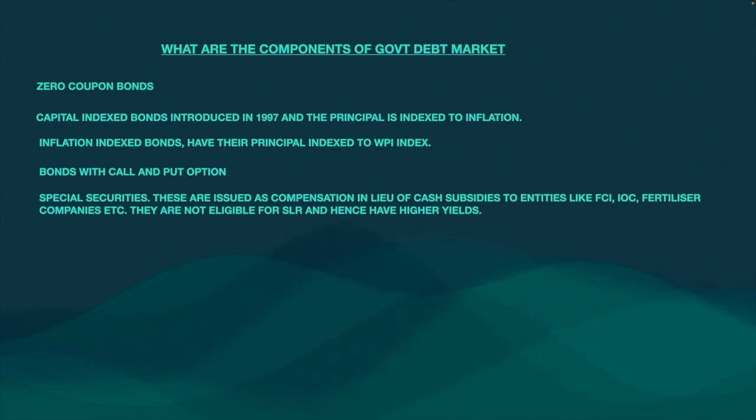So, how are they compensated? The government has to pay them cash in lieu of the lower price at which they are selling in the open markets. This applies to Indian Oil Corporation also. Sometimes the government may not be able to pay these cash subsidies. In that case, they are going to issue special bonds. These special bonds are called special security. However, these special securities are not eligible for SLR, and hence they have higher yields.